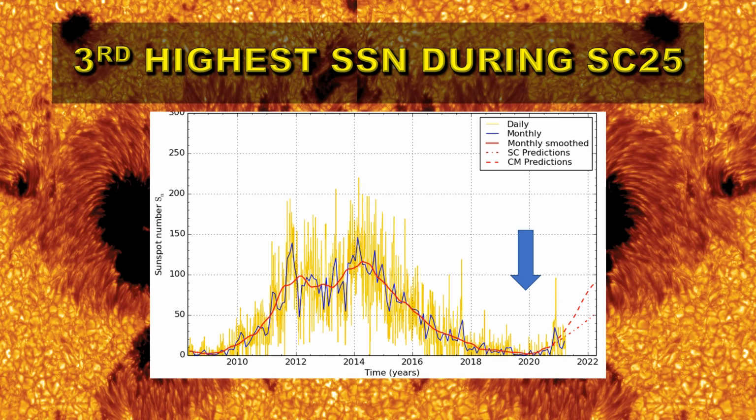March of 2021 was the 3rd highest sunspot number during solar cycle 25 so far. As you can see from the very end of this plot, there was a slight uptick from both the January and February figures, although it still was behind what we got in November and December of 2020. The blue arrow here indicates solar minimum.